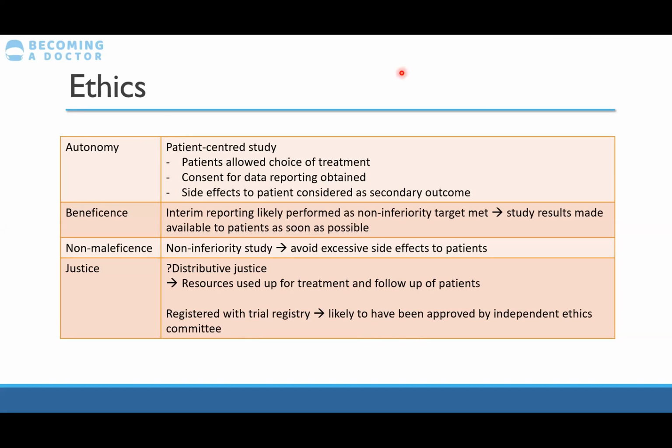Sorry, can you explain distributive justice again, what it means? Oh, right. Distributive justice is essentially fairness relating to the use of resources.